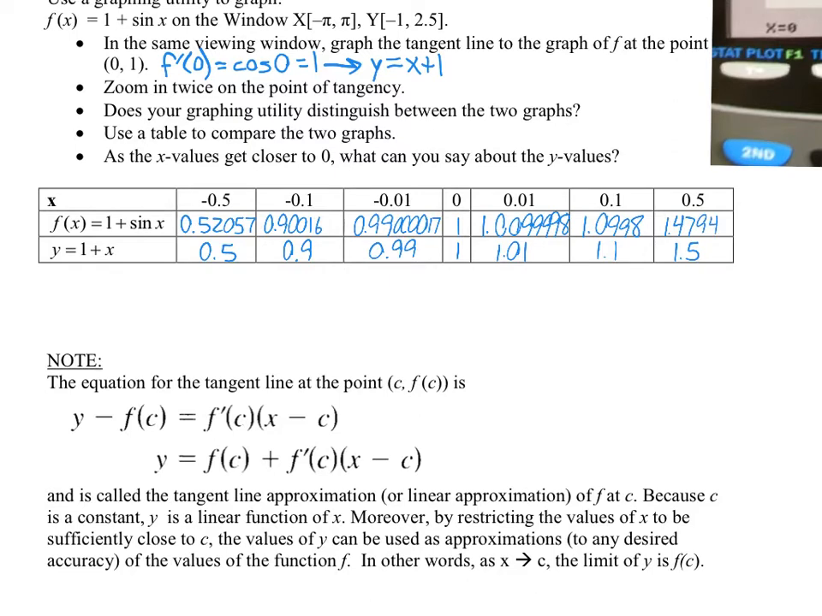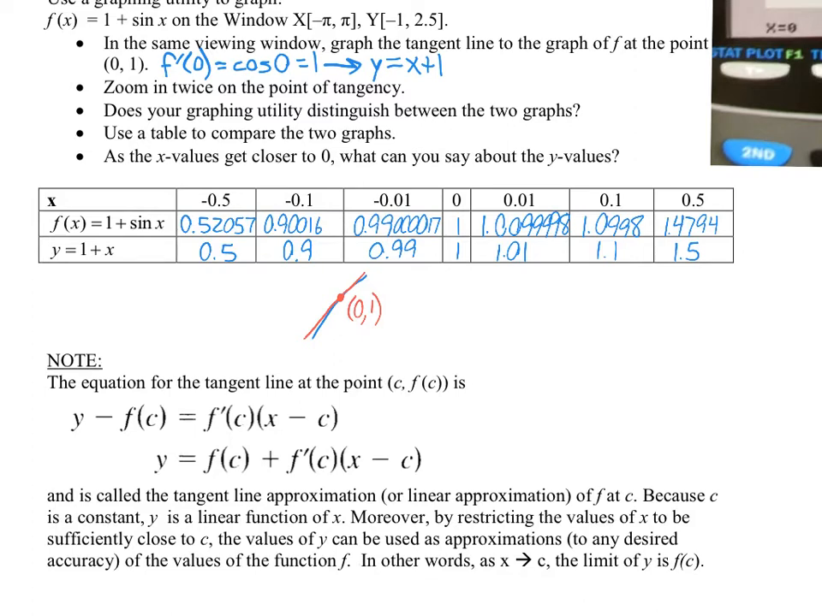What do you notice about the value of the function compared to the value of the tangent line as we get closer to this point 0? They get more similar. They're closer and closer together. And the idea is this, guys. While we do recognize that there is a slight curve on sine, because we're so close to it, the tangent line will give us a very close approximation as long as we're close to where x equals 0. Okay? That's the whole point here.